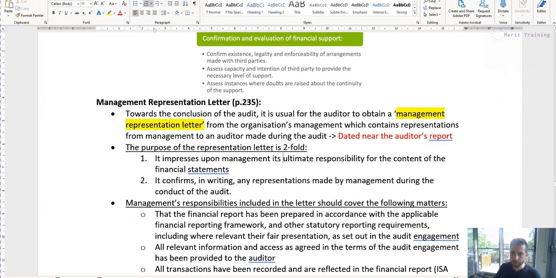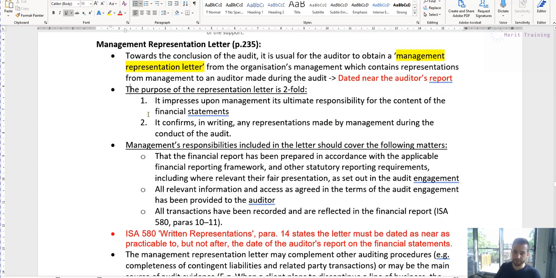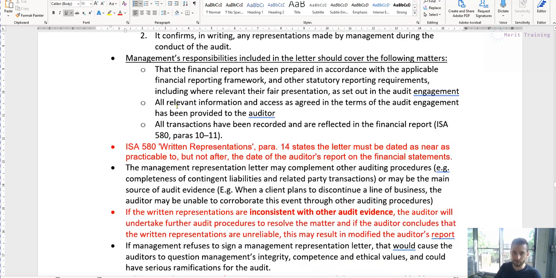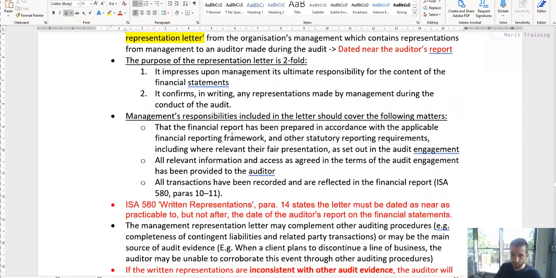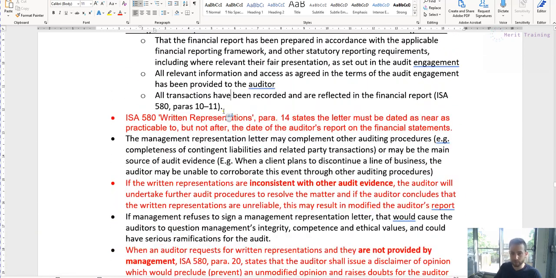So this is basically a letter towards the end of the audit from the organization's management, which contains representations from management to an auditor made during the audit. And the purpose of that is it impresses upon management its ultimate responsibility for the content of the financial statements, and it confirms in writing any representations made by management during the conduct of the audit. Now, as per usual, the red points are kind of the important points, so probably the relevant one for us here, I can see, is just around timing, the date of the report.